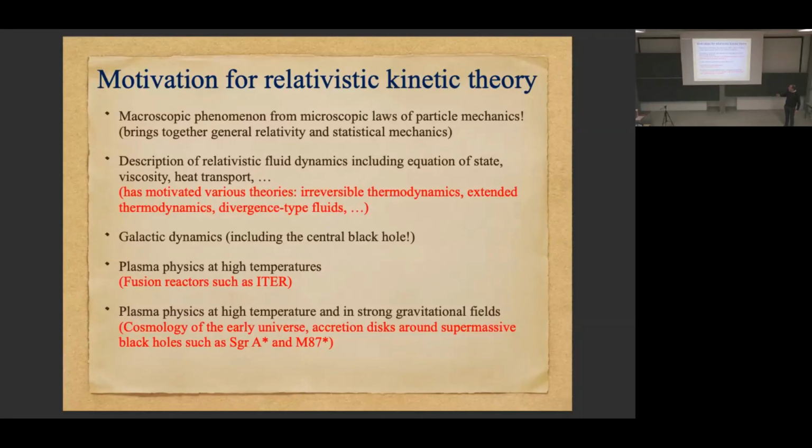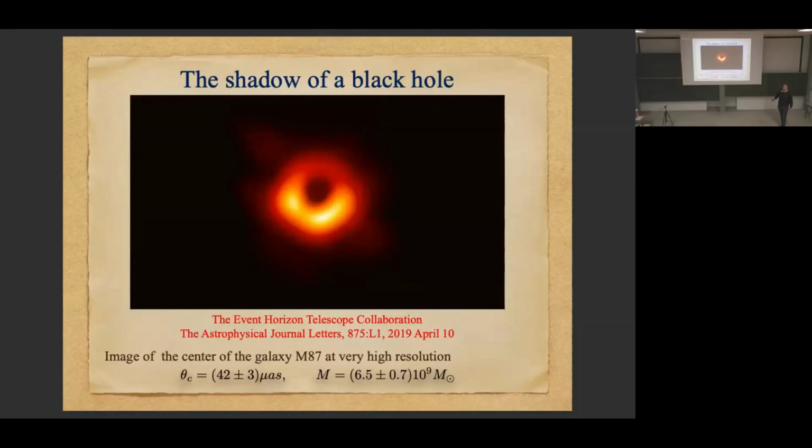And then there's also plasma physics not only at very high temperature, but also in very strong gravitational fields. For example, plasma around a black hole, like an accretion disk around a supermassive black hole, or in the case of cosmology of the early universe. And I couldn't resist putting this picture here: the first image of the shadow of a black hole a few years ago, from the Event Horizon Telescope. This is quite a spectacular result. This is not a cartoon, but an actual image.